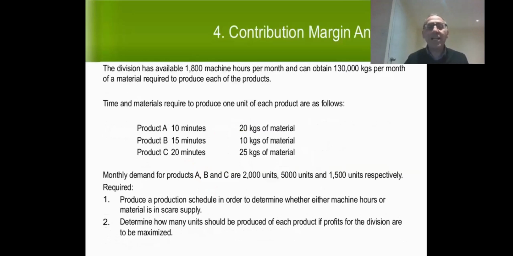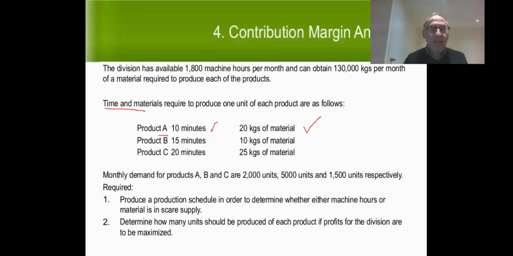Now, the division has available 1,800 machine hours per month. In the short term, they cannot increase their machine hours, okay? So that's a constraint. And right now, they're only able to obtain 130,000 kilograms per month of the material necessary to produce these 3 products. So they can only get so much material, and they can only get so many machine hours. I've also given you the time and material required to produce 1 unit of each of the products. So for example, product A takes 10 minutes to produce and consumes 20 kilograms of material. I've told you how many minutes product B and C take to produce, and I've told you how many kilograms of material they require. I've also given you the monthly demand for each of these products.